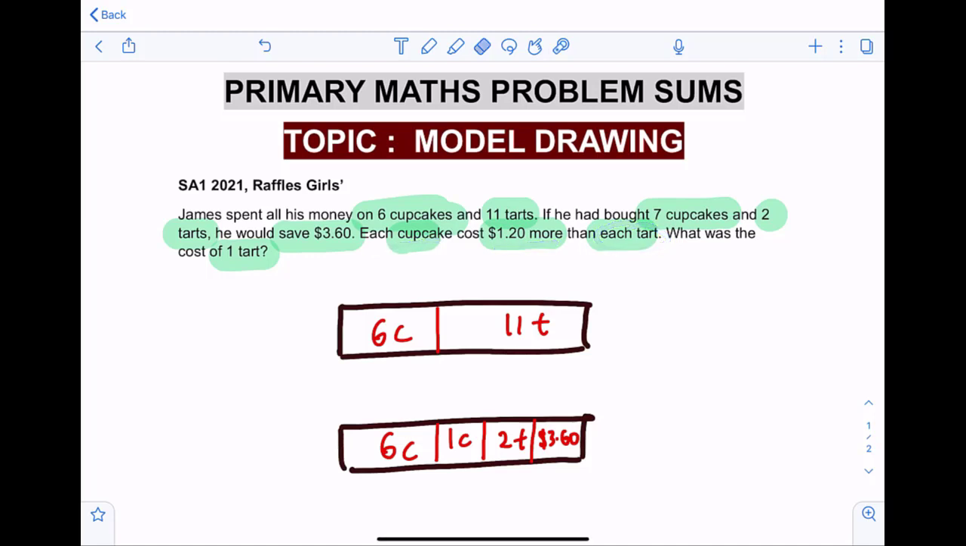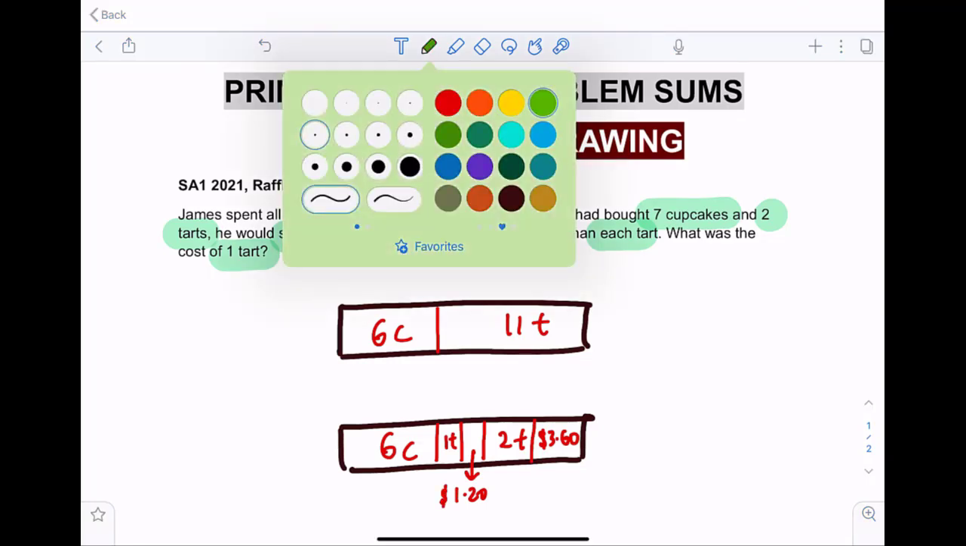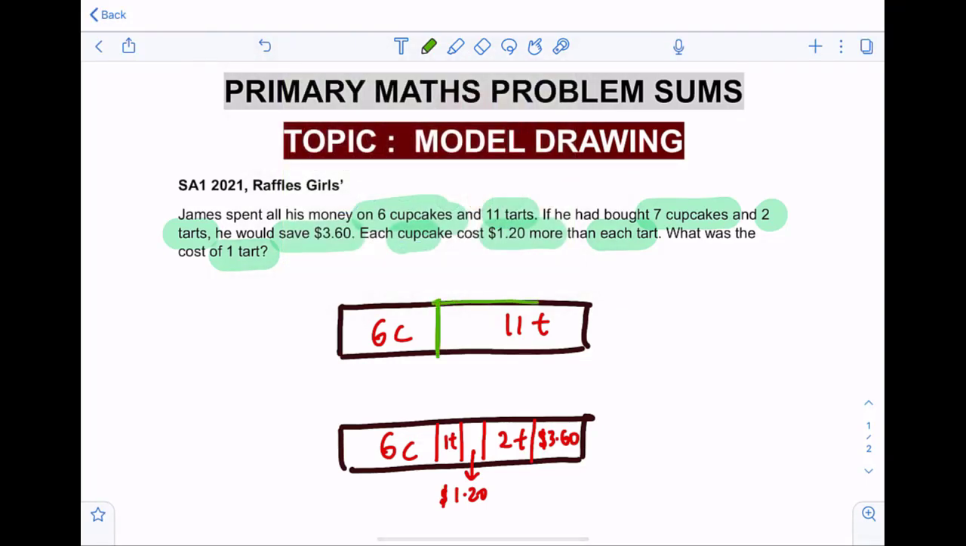So instead of having this 1 cupcake over here, we can also have 1 tart, and this section here is $1.20. Alright, so just by comparing this section here, this with this, okay, we know that 11 tarts will be having the same value as this box here.